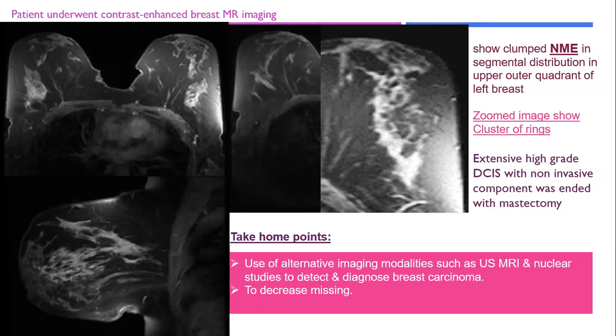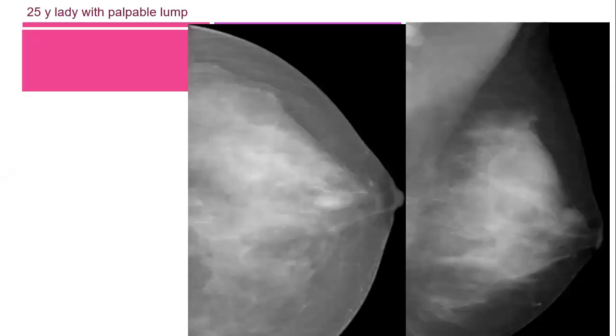So, take-home point: use alternative imaging modalities such as ultrasound and MRI and nuclear imaging to detect and diagnose breast cancer and to decrease missing. Okay. This 25-year-old lady presented with a palpable abnormality in the left breast.